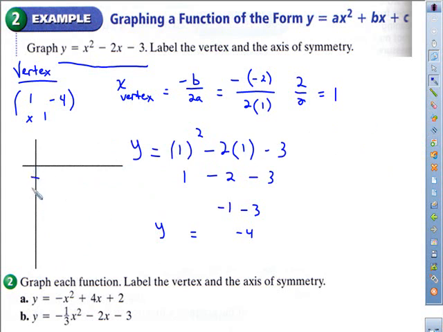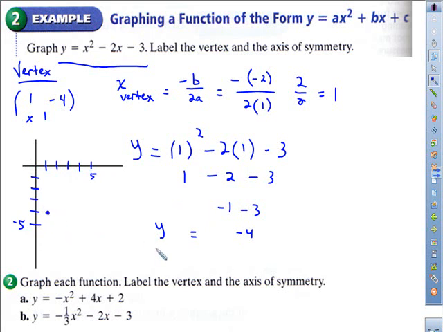Alright, so it's negative 5. It's 1, 2, 3, 4, 5. Positive 5. Alright, so 1 and negative 4, that's our vertex. So 1, negative 4. So our vertex is right there. So I'm going to plot the vertex.